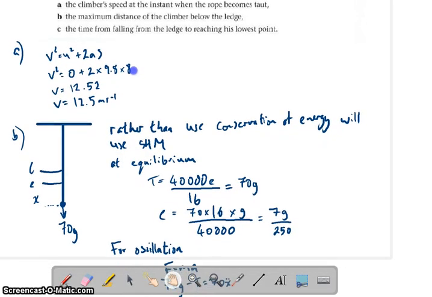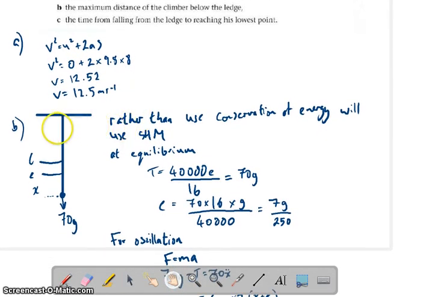In part B, the maximum distance of the climber below the ledge is, well, here we have the ledge, it's fallen 8 meters. Here is the natural length, so this is 8 meters. Here's the equilibrium position caused by tension, and the fact that the tension will be equal to 70g, and then the climber will oscillate. The lowest point of this oscillation, which of course we call the amplitude, is looking like a wave, because we're talking about an oscillation.